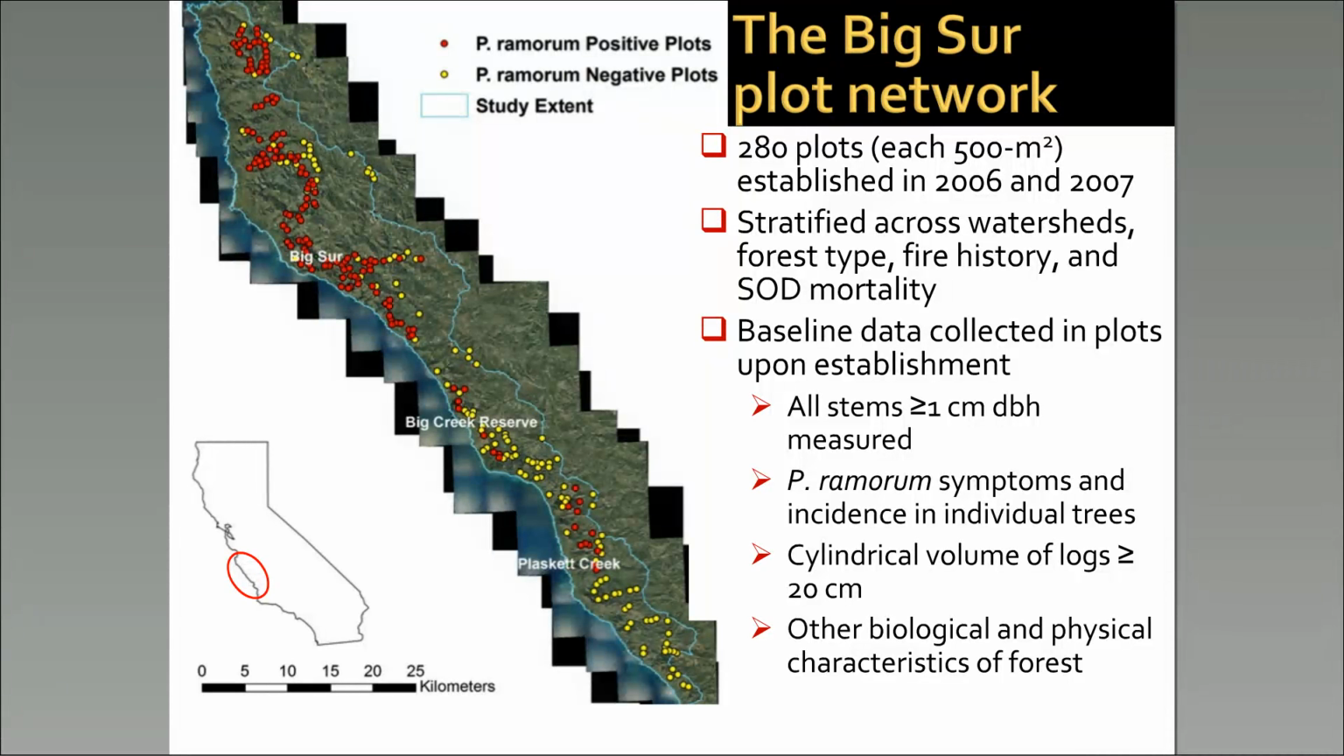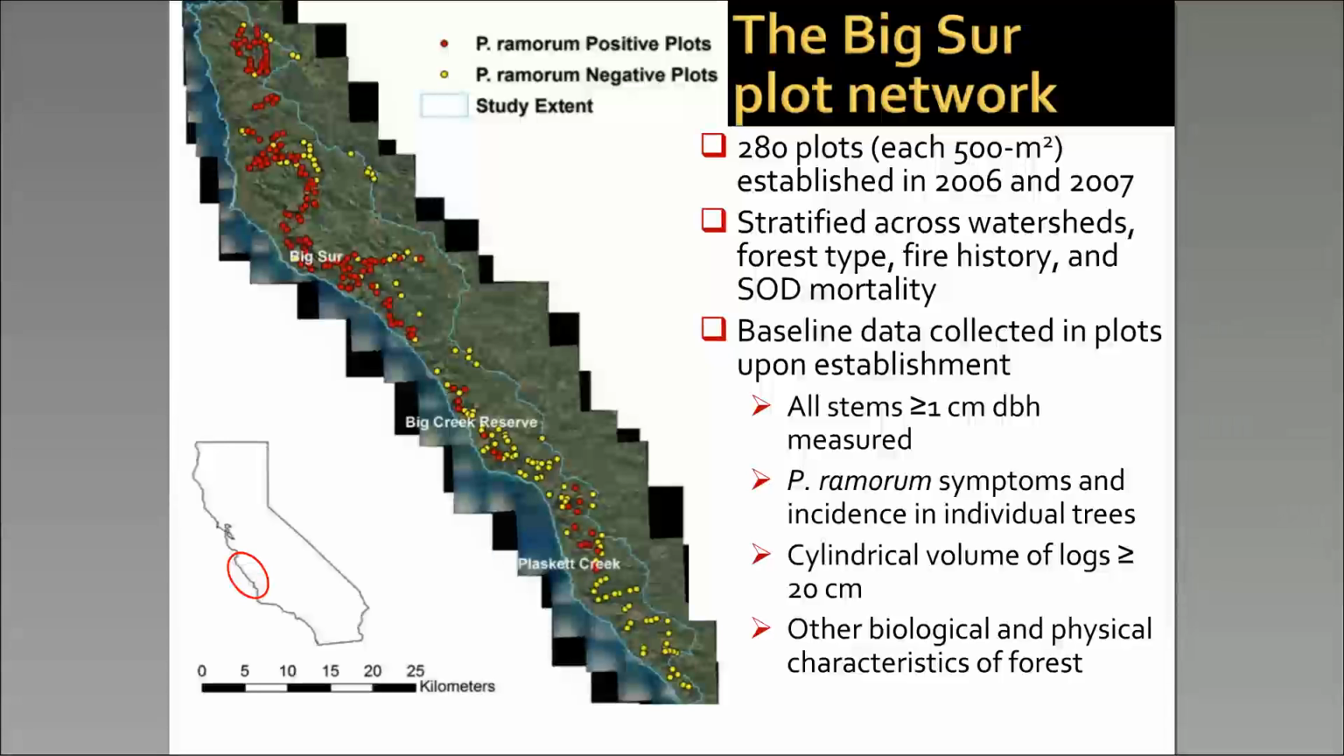So because of these reasons, a plot network was established in Big Sur in 2006 and 2007 to look at the impacts of sudden oak death on the landscape. The plot network consists of 280 plots. These plots are stratified over watersheds, forest type, fire history, and areas of sudden oak death mortality. As you look on this map, you can see the distribution of all those little dots, which are plots in the Big Sur area.